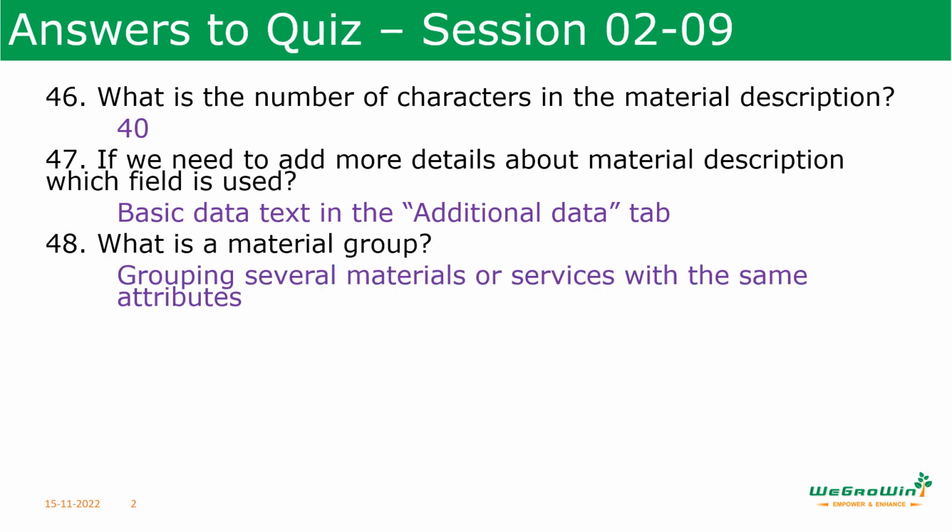What is material group? Material group is a grouping of several materials or services with the same attributes. You can define the group name and we can update this in the material master. This is used as one of the selection parameters in various reports to restrict the report results to the specific group.